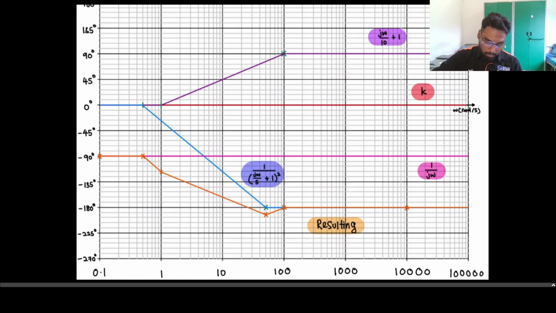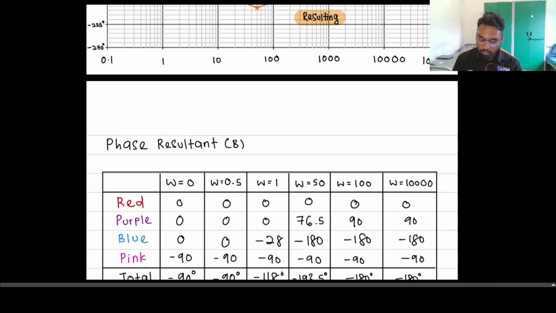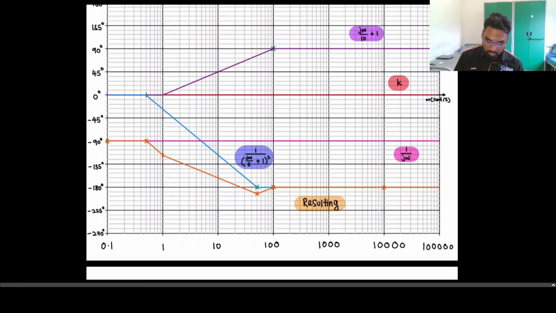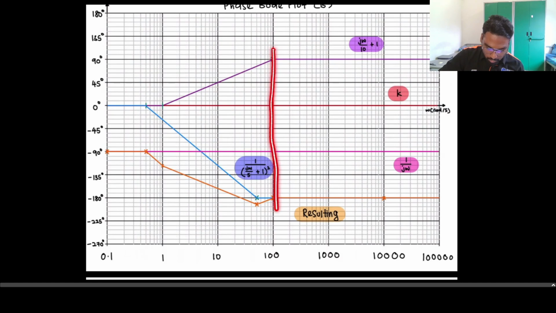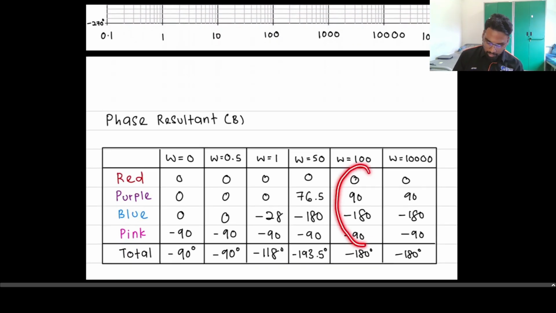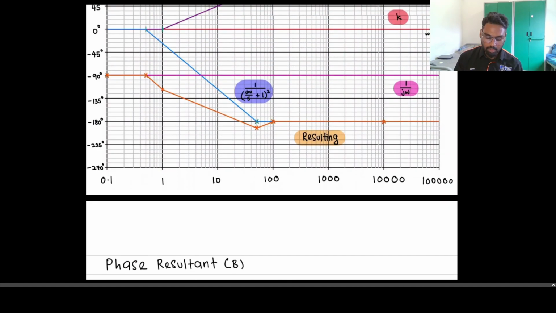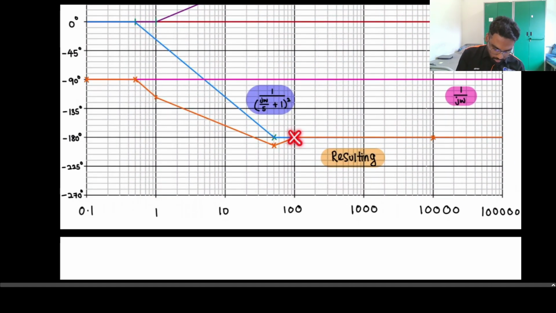And the next change appears to be at 100 omega. As you can see, the purple line is a straight line until it reaches 100, and then it goes back to normal. So that will be our next omega, and we will draw a line, take all the values that are intersecting, and add up, and we will get negative 180, which is here.